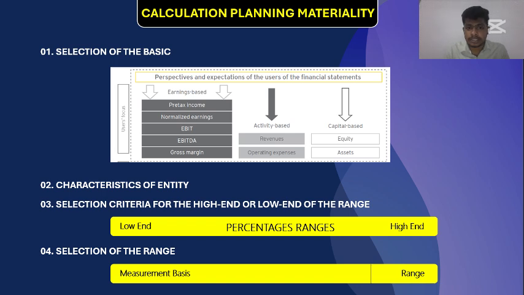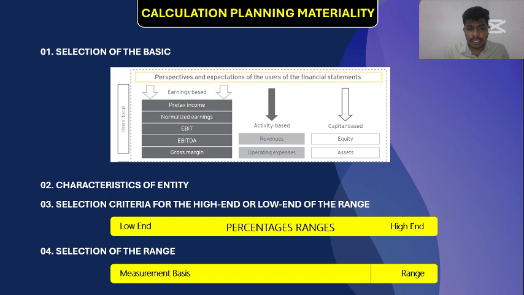First one, selection of the basis. Selection of the basis is mainly divided into three categories: earning based, activity based, and capital based. Earning based is mainly focused on pre-tax income, normalized earning, EBIT, EBITDA, and gross margin. Activity based is mainly defined as revenue and operating expenses. Capital based is mainly divided into equity and asset.